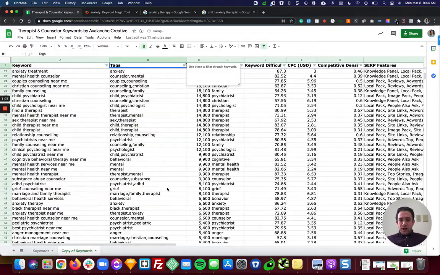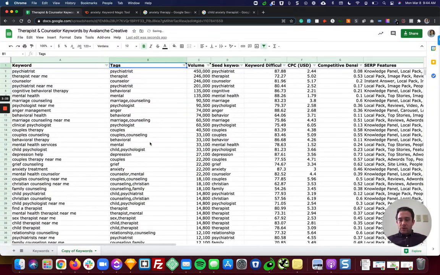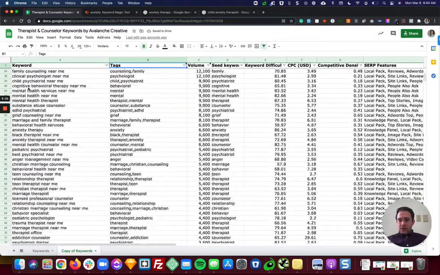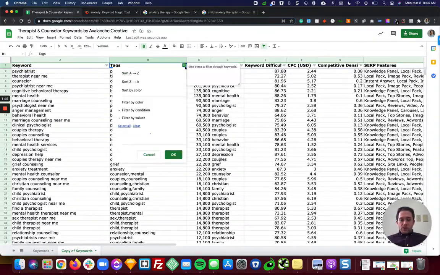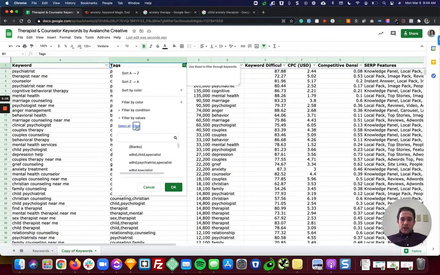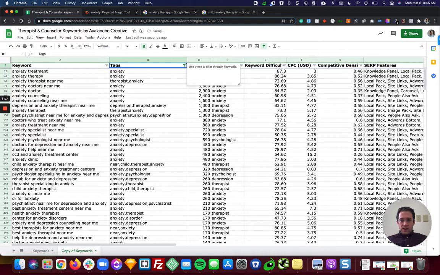So let me just show you how big and exhaustive this keyword list is. Like I said, it's got tons and tons of rows here. But what I'm going to do is just clear this out, and I'm going to filter it by any keyword that includes the word anxiety. So I'm going to select all, say OK. And then what this allows me to do with this tagging structure, I can now look at all of these keywords that include the word anxiety.